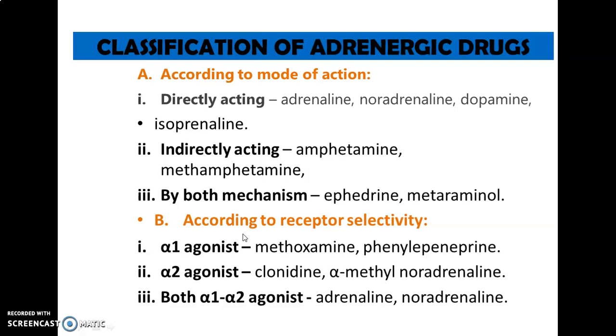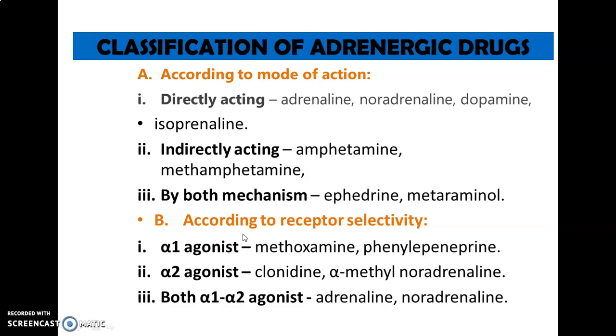The direct acting agents are adrenaline, noradrenaline, dopamine, isoprenaline, while indirect acting are amphetamine and methamphetamine. The drugs ephedrine and metaraminol act by both mechanisms, directly as well as indirectly. The next classification of the adrenergic agents is according to their receptor selectivity.